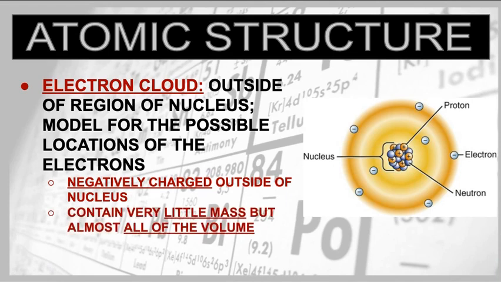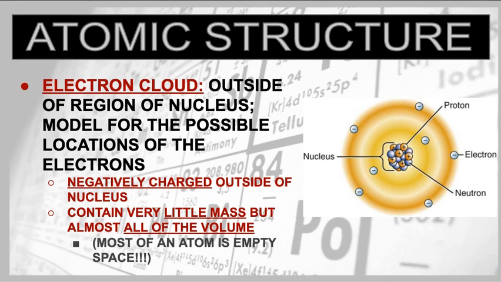It's the opposite of the nucleus. It contains very little mass, because we know that electrons are much, much smaller in terms of mass than the protons and the neutrons, and it's just the electrons out there. So it's almost all of the volume of the atom. It takes up almost all the space, but it's very little mass of the overall atom.